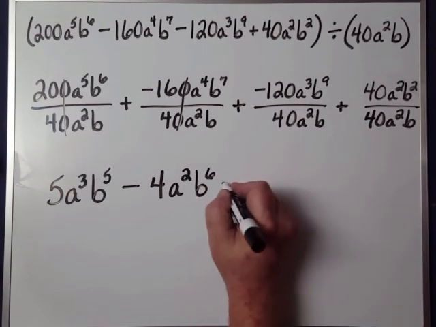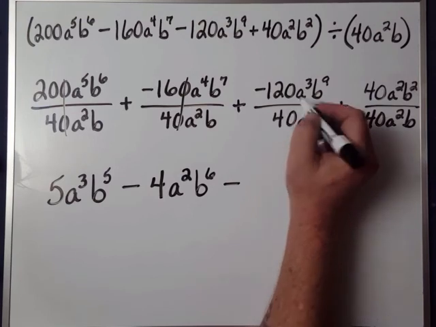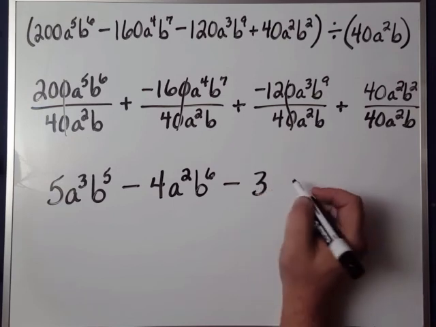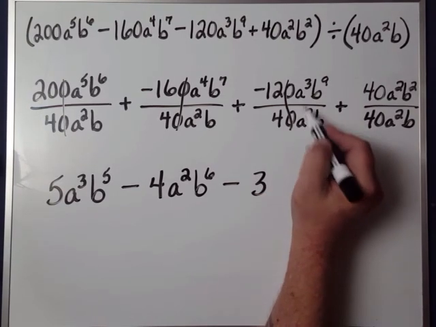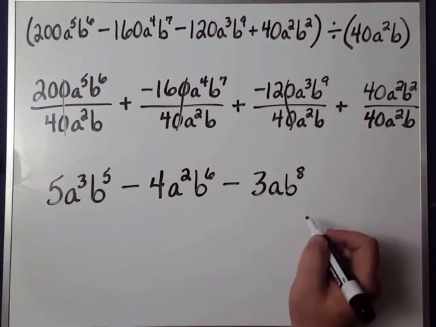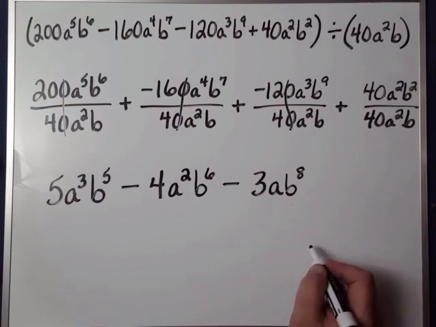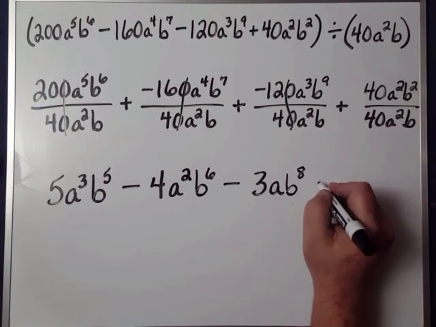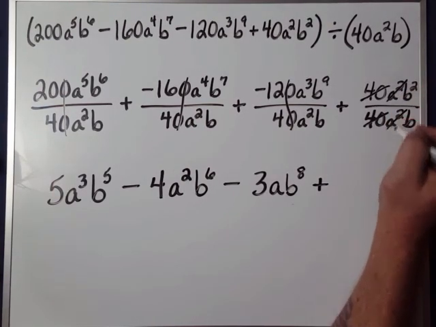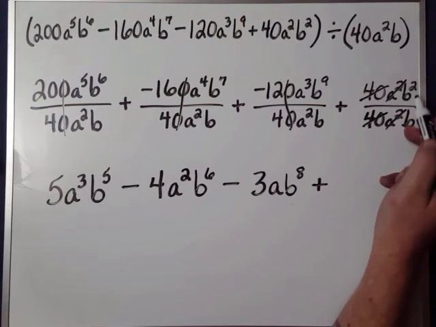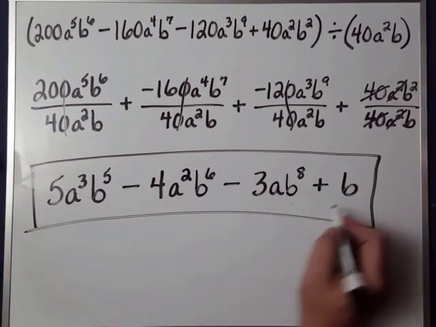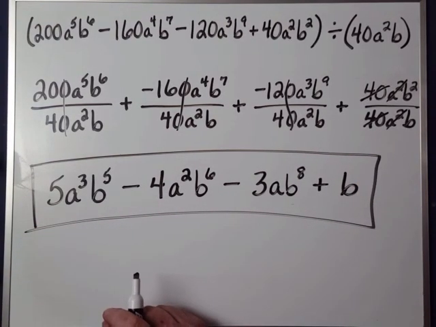A negative divided by a positive is negative. 120 over 40, well, that's the same as 12 over 4. So we've got a minus 3. What survives here? A single factor of a in the top and 8 factors of b in that numerator. Nothing's left behind in this denominator. And finally, plus, the 40s cancel, the a squareds cancel. The only thing that survives is 1 factor of b in that numerator. How'd you do?